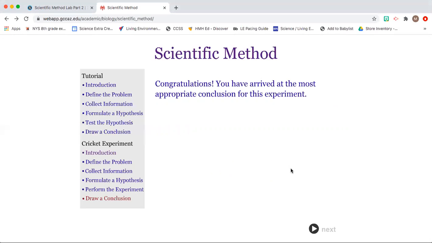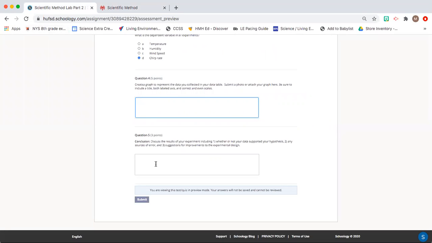Congratulations, you have arrived at the most appropriate conclusion for this experiment. Great job, guys. It is temperature that affects the chirping rate of crickets. So what you're gonna do here is you're going to go back to your Schoology and you're going to write your conclusion. So discuss the results of your experiment, including does your data support your hypothesis?